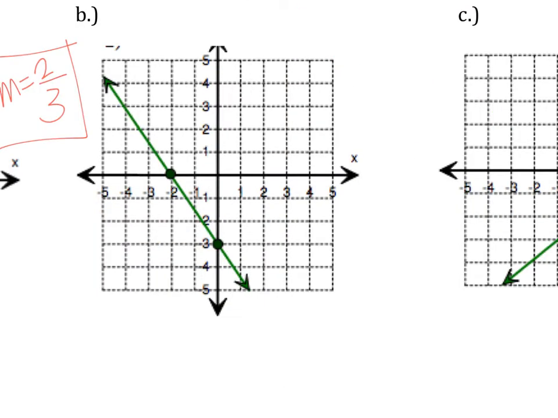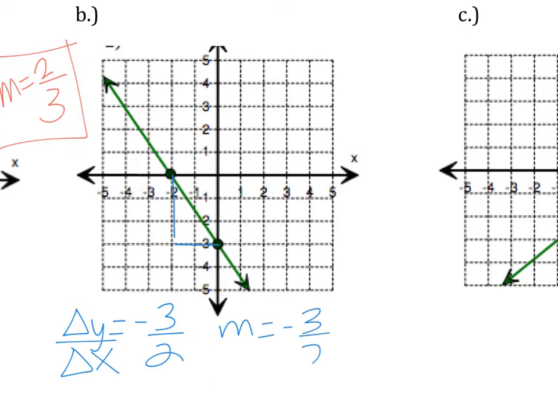Part B, again doing a slope triangle. So we're going to go down 3 units and over 2. So change in y is -3. Change in x is 2. So our slope m is equal to -3/2.